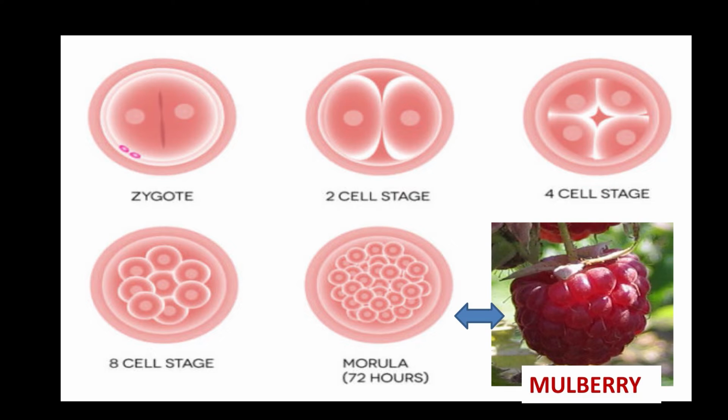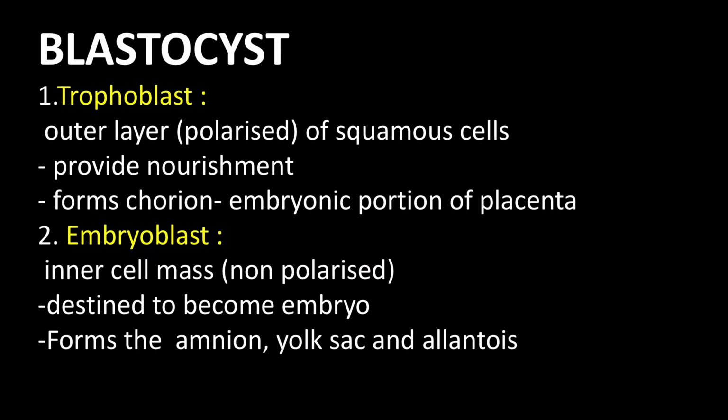In this diagram we can see that when the morula cell formation is completed, the cells are completely compactly arranged, so it looks like a mulberry. It is also said that it is compactly arranged just like a mulberry. So we say that as morula. Okay. Now the blastocyst will have two different cell layers, the outer trophoblast layer and the inner embryoblast layer.